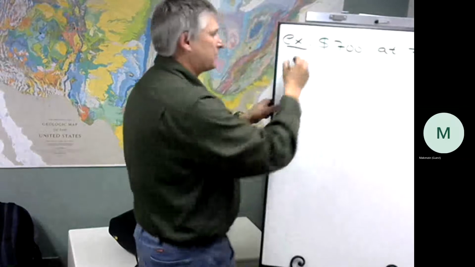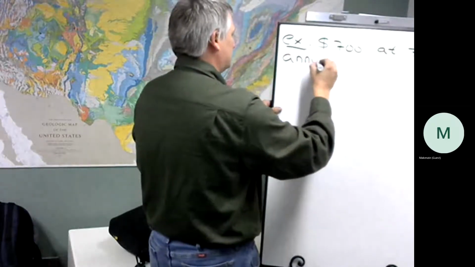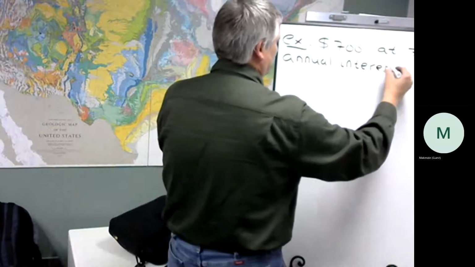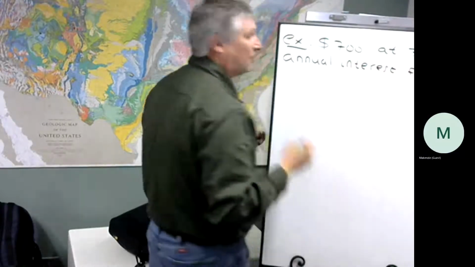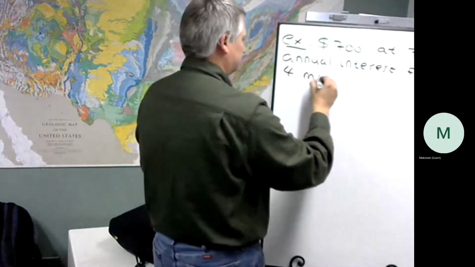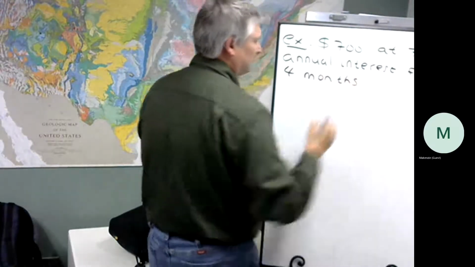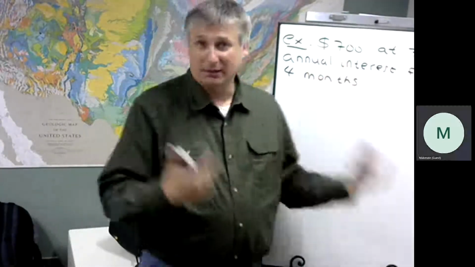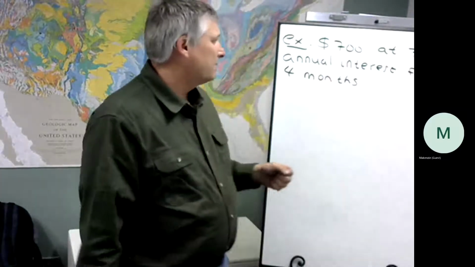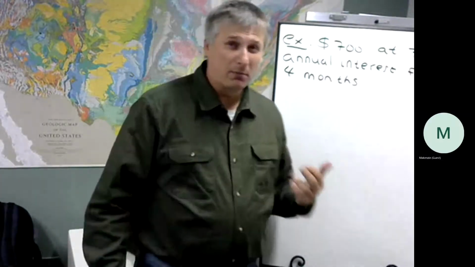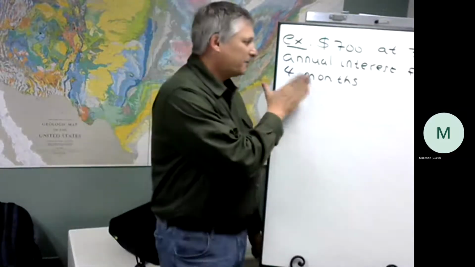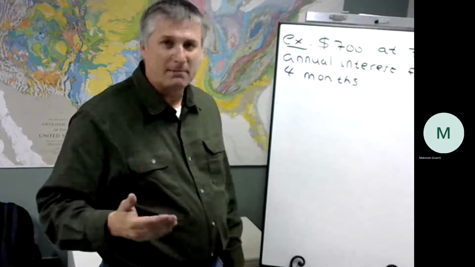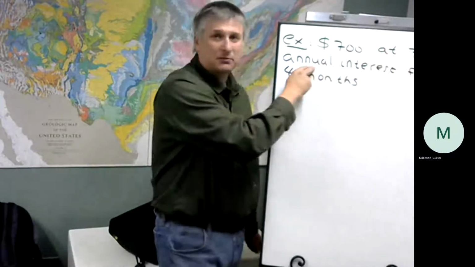So we have 7.2% annual interest for 4 months. So this is where it can get a little tricky. We have an annual interest rate. Remember the last example we had monthly, but we don't have it for 4 years, we have it for 4 months. So that means we have to convert the time into the same unit of time measure that the interest rate is using.